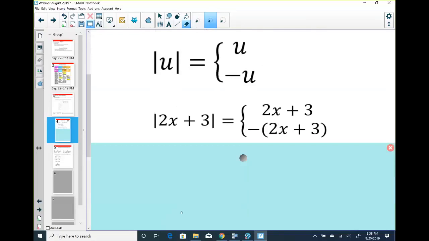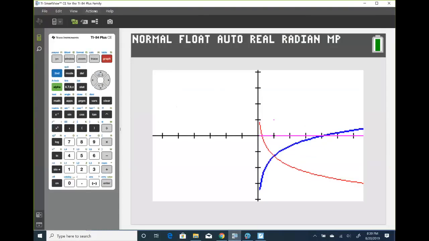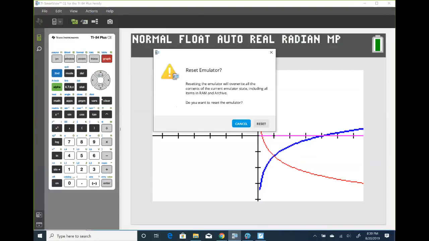All right, so let's start with the 84 and let's go exploring. And again, I'm going to go to Actions and reset my emulator. Yes, I want to reset it.